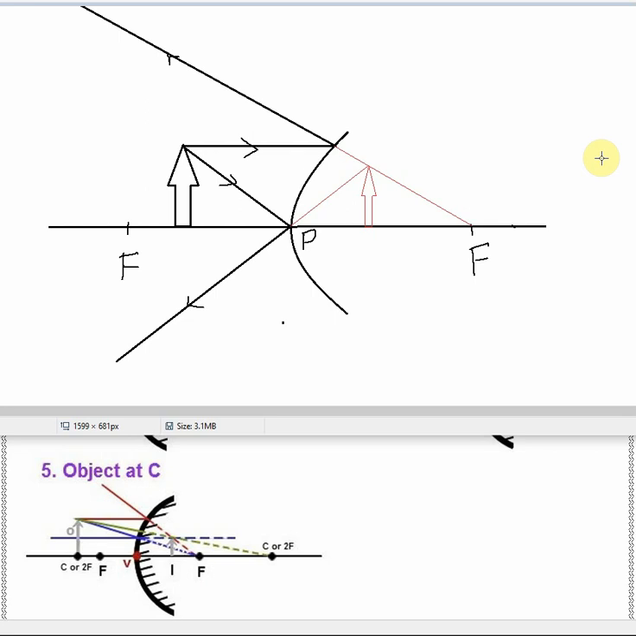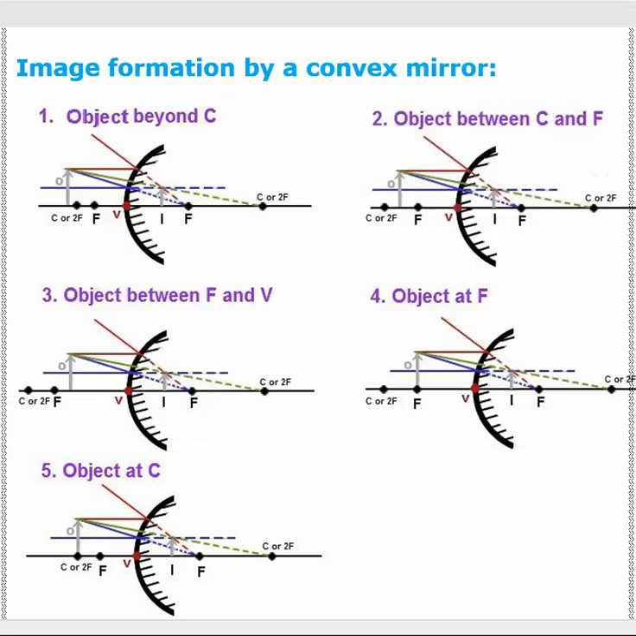Since it always gives us upright images, in most cases we use it as a mirror, like the rear view mirror. Also the field of view for this mirror is bigger than the field of view of concave. There are many uses of this convex mirror. We will learn it later.